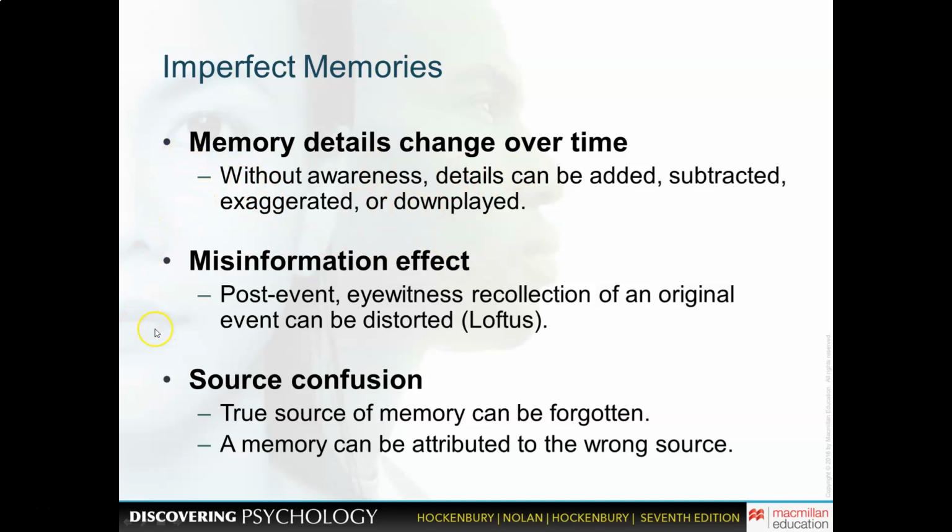Also, the misinformation effect. So basically, after an event, a person's recollection of an original event can be distorted. Okay, that just means the person just might not be remembering correctly. Source confusion refers to basically not remembering accurately the source of the original memory. Okay, and so that is important to remember. We will move on.